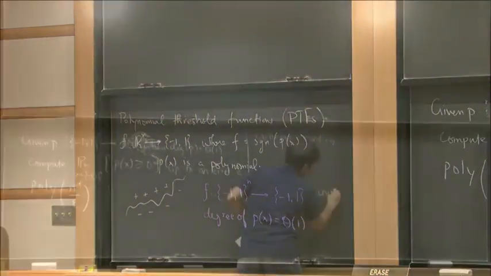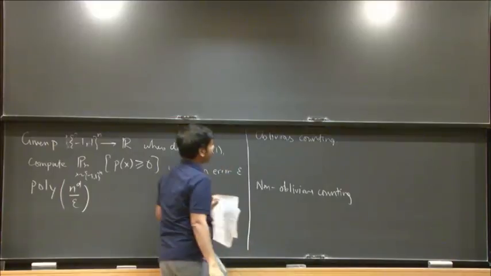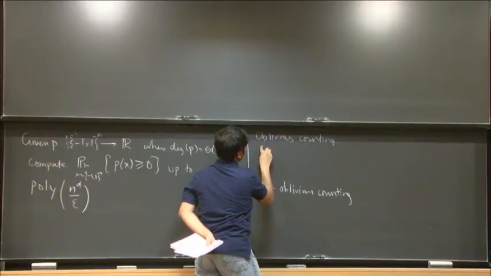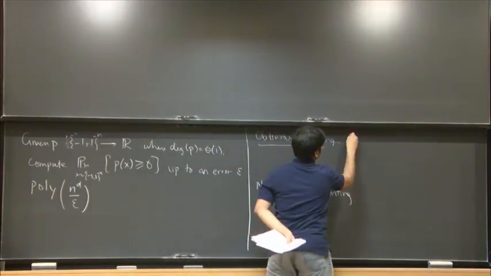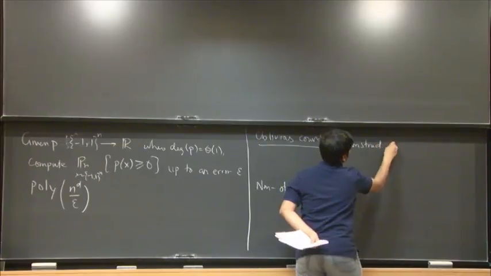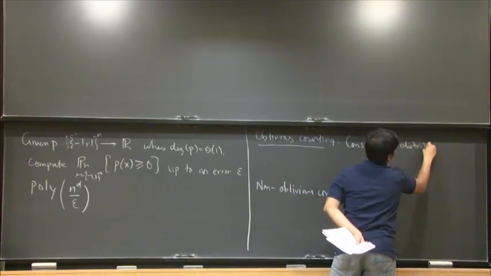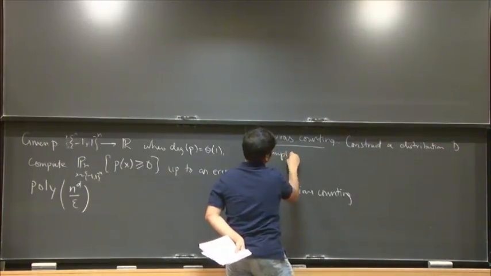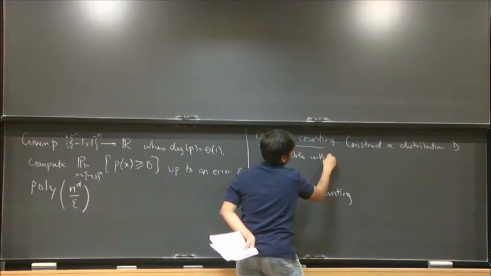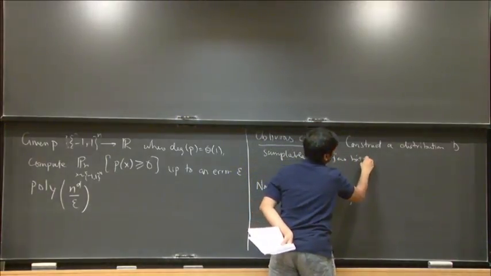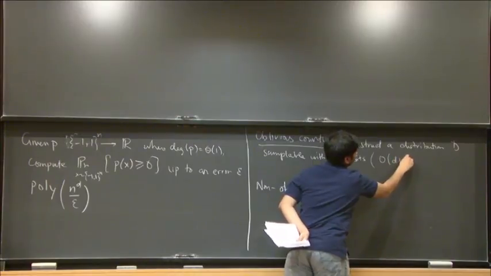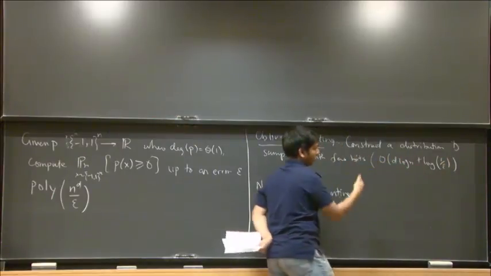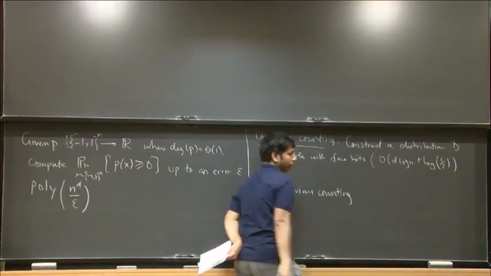I don't think this terminology is standard, but let me define what I mean by this. Oblivious counting will be the following: you construct a distribution D sampleable with few bits, few meaning again few bits. Ideally it will be something like order d log n plus log 1 over epsilon maybe. That will be the ideal thing, but however well you can do is better.